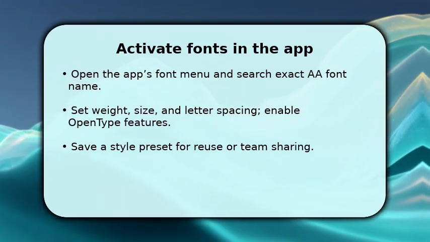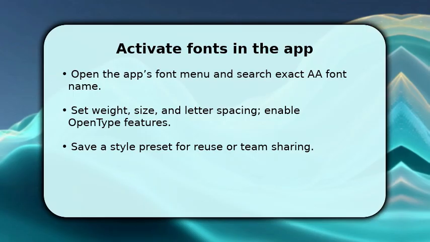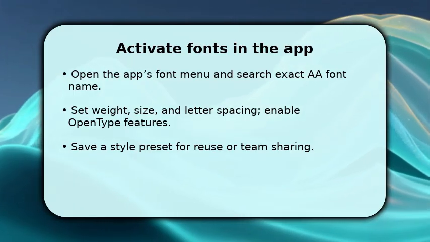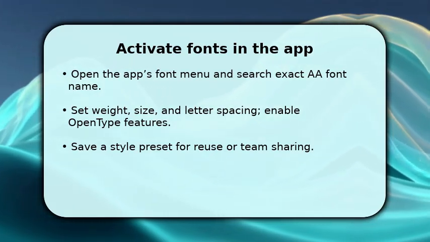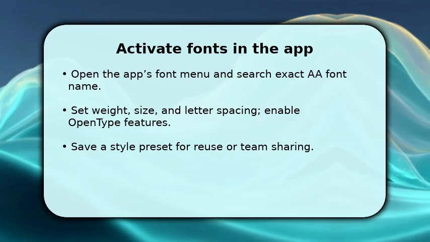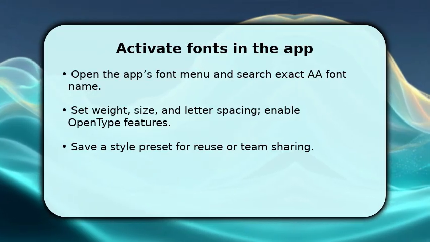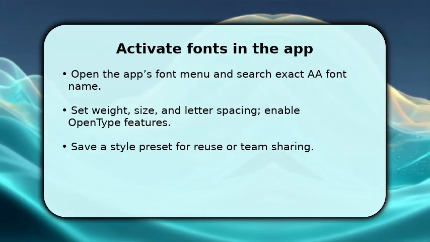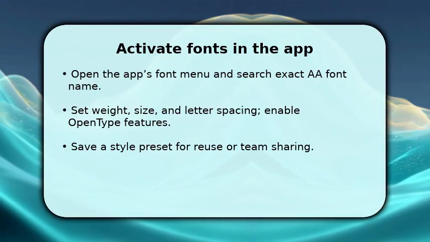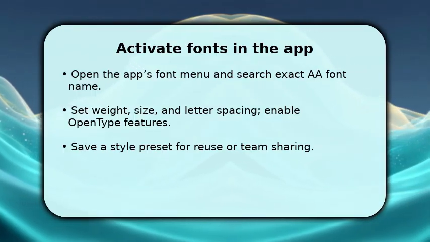Make use of OpenType features the font provides, ligatures, stylistic sets, or contextual alternates to preserve intended glyph shapes. Once you dial in settings, save a style preset or export a style sheet so you finish by exporting assets with embedded fonts or converting text to outlines for safe distribution.